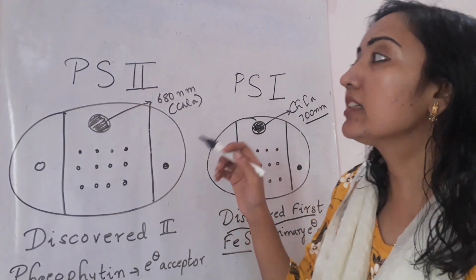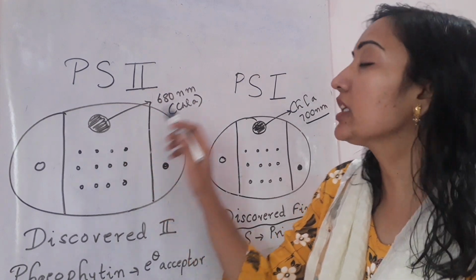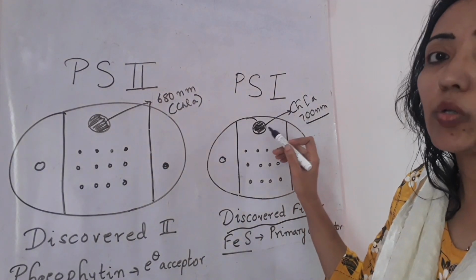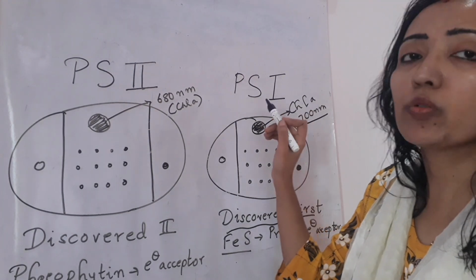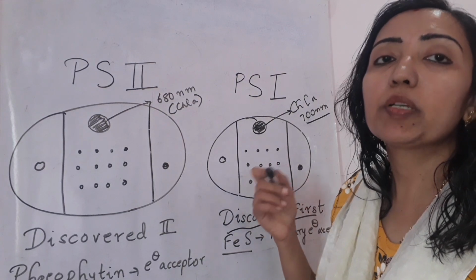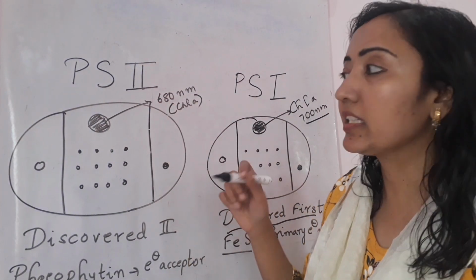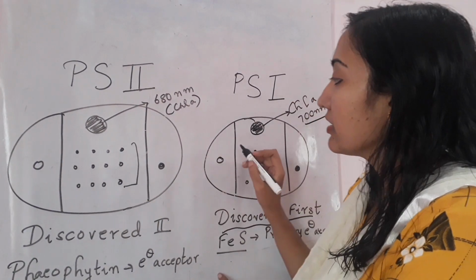So can you understand the difference? Photosystem 2 works at 680 nanometer, and in photosystem 1 the chlorophyll A works at 700 nanometer. PS1 is so called because it was discovered first, and photosystem 2 was discovered second. It has a reaction center, and these are the pigments.